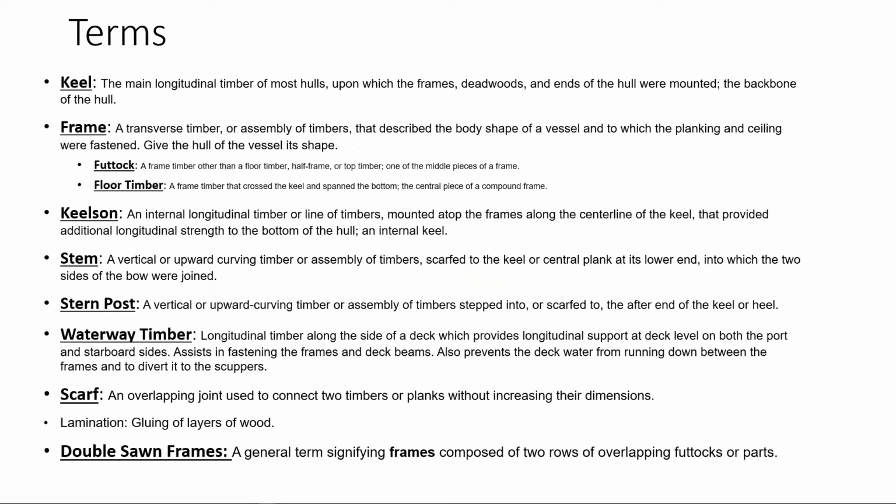Some of the terms that we're going to go over: we'll be talking about the keel of the ship, which is the main longitudinal timber, which really is the beginning and the support for the hull. Then we have the frames, which are transverse timbers. There are many frames throughout the structure of the ship and they really give the ship its shape. We'll talk a little bit about futtocks, which are the components of the frame, in particular a double sawn frame. And the floor timber is a term used to describe the part of the frame that is at the keel, creating the floor at the bottom of the hull.